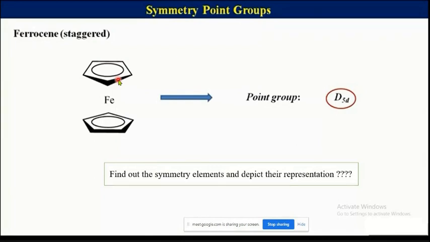I would say not now, but in 2011 to 2014, every year I have seen some questions related to ferrocene, either point group or some reactions or some geometry set of numericals. Means it's very important.